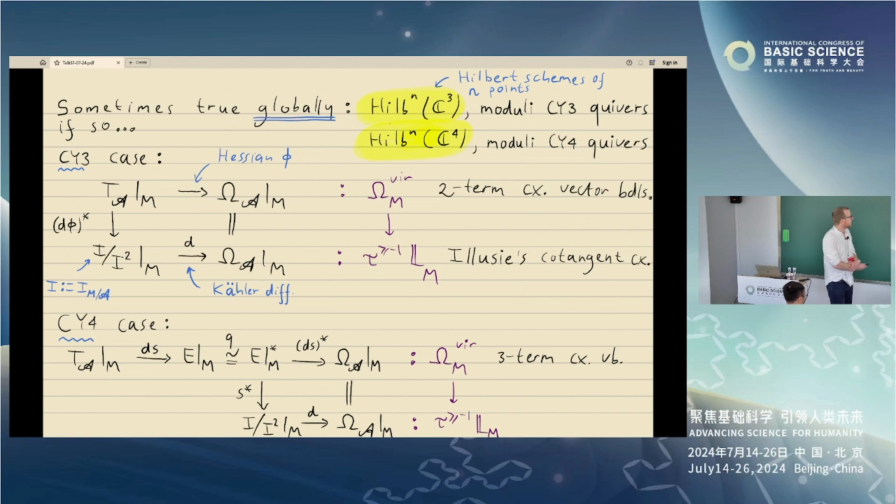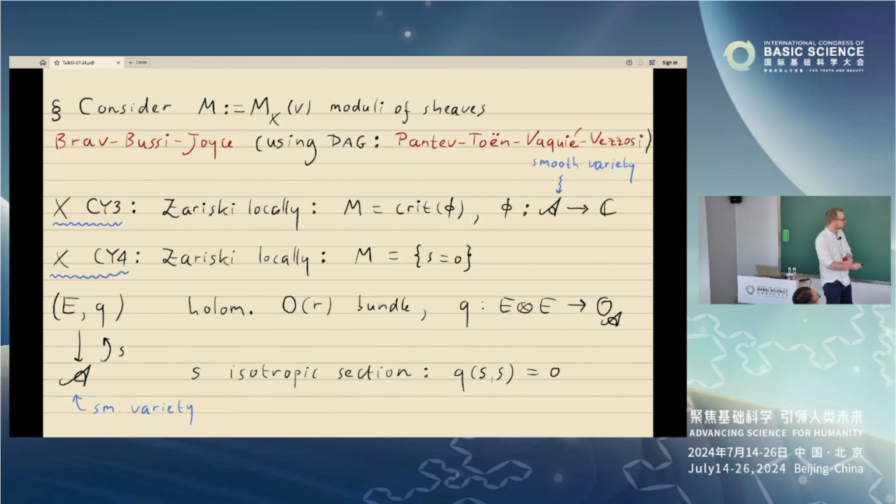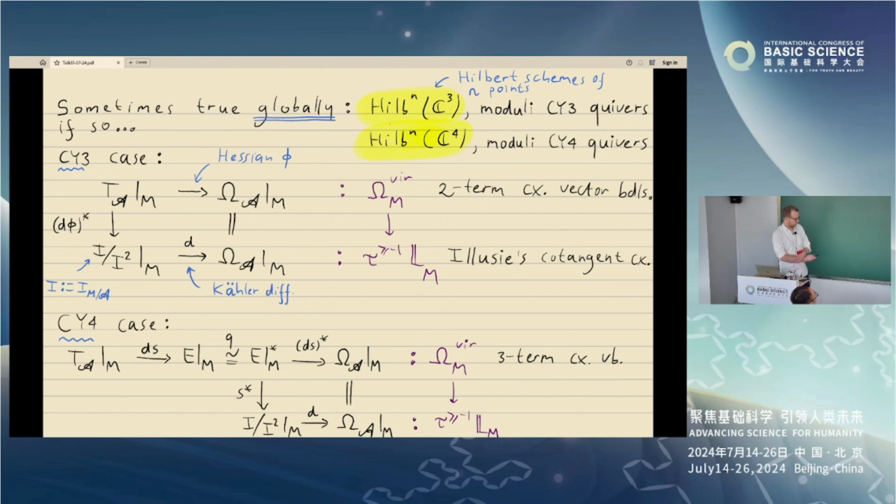And sometimes this structure happens globally. So this happens when you're on the simplest non-compact Calabi-Yau 3 or 4-fold, namely affine 3-space or affine 4-space. So here, if you look at the Hilbert scheme of points on C^3 or C^4, you globally have, in the first case, this superpotential, in the second case, this isotropic section. So in these cases, you have the structure of the previous page globally. And it also happens in cases where you look at moduli of representations of Calabi-Yau 3 and 4 quivers. Essentially, these are the only cases where this happens globally. Now, suppose you have this structure globally. What can you then do?